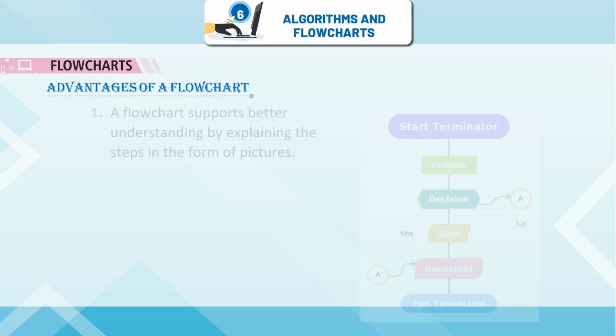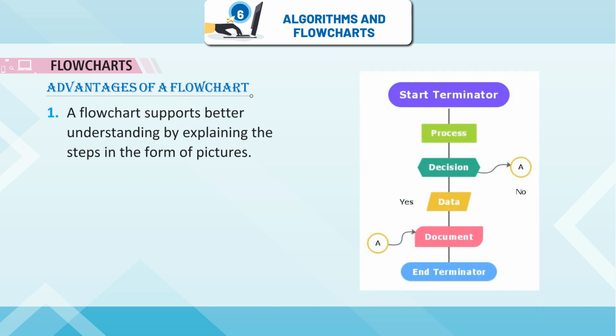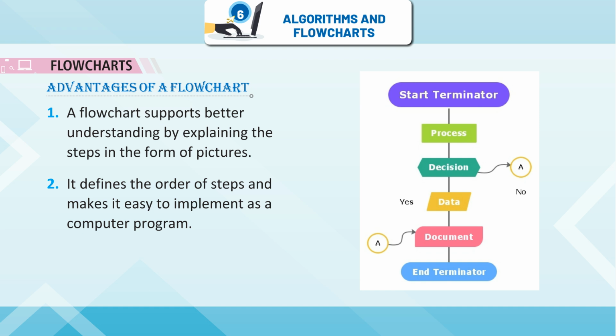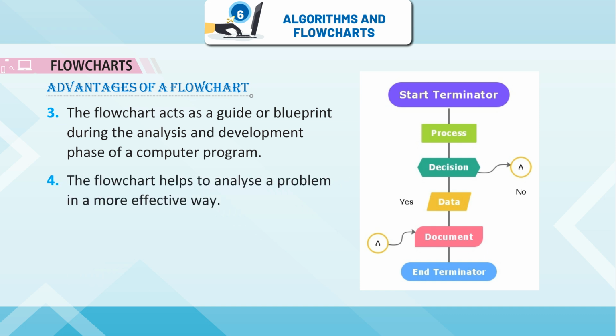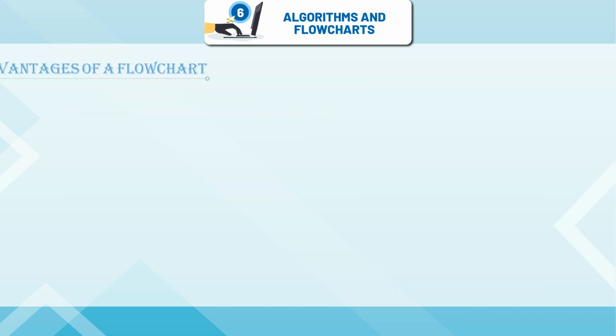Advantages of a flowchart. 1. A flowchart supports better understanding by explaining the steps in the form of pictures. 2. It identifies the order of steps and makes it easy to implement as a computer program. 3. The flowchart acts as a guide or blueprint during the analysis and development phase of a computer program. 4. The flowchart helps to analyze a problem in a more effective way.